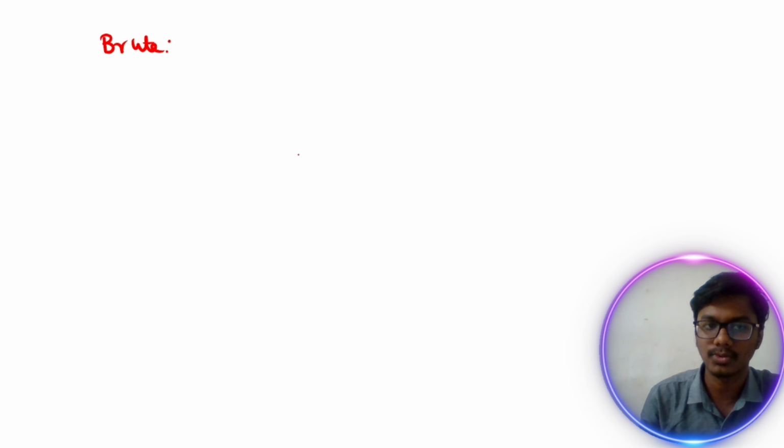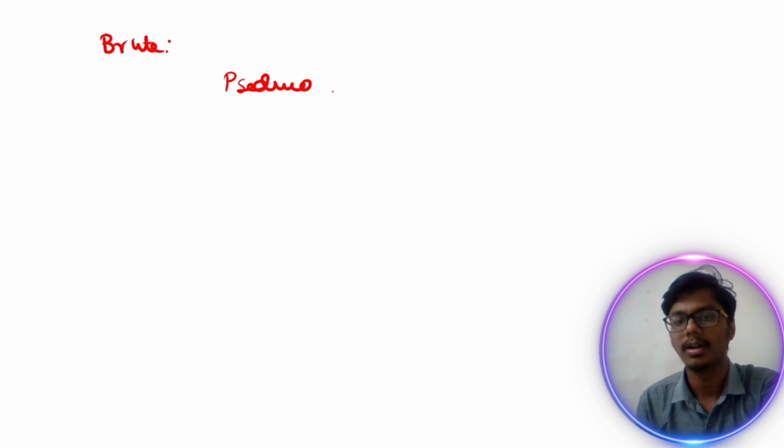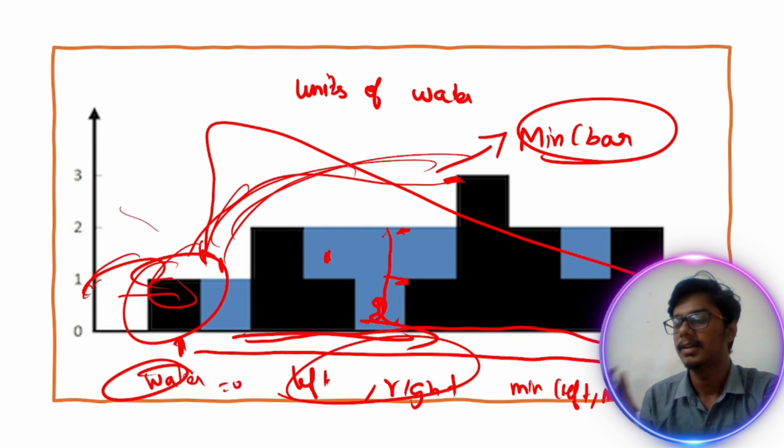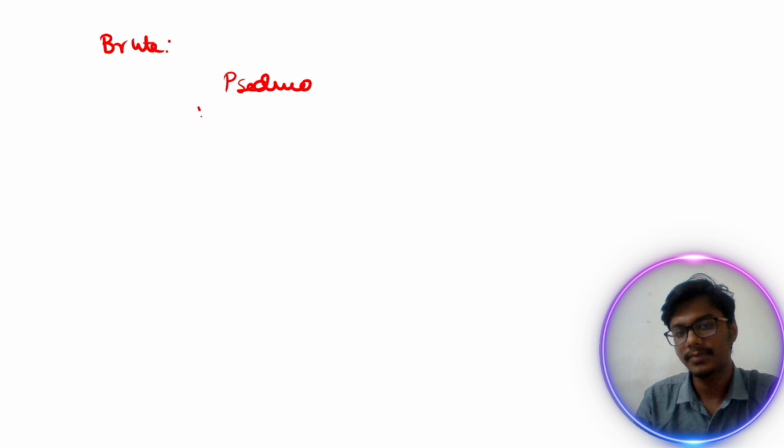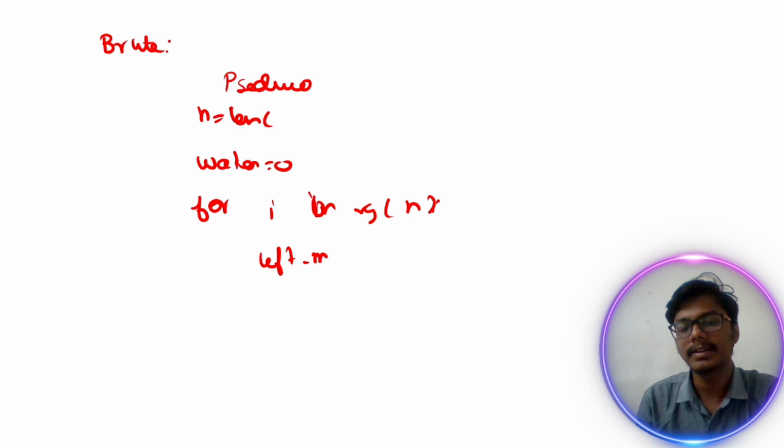So let me write the pseudo code. I think the brute force solution will be efficient. First of all, let me find the length of the list. After finding the length of the list, I simply initialize water equal to 0. After that, I simply iterate through the entire array for I in range of n. After iterating, I initialize the left max.